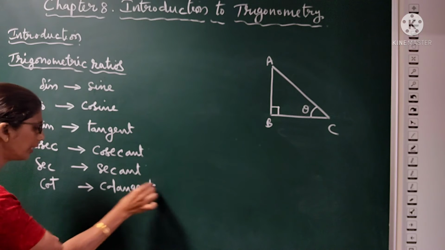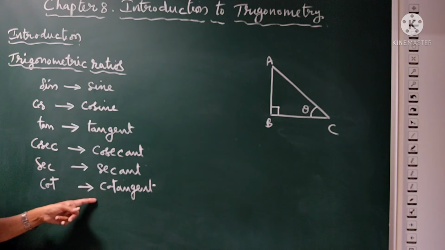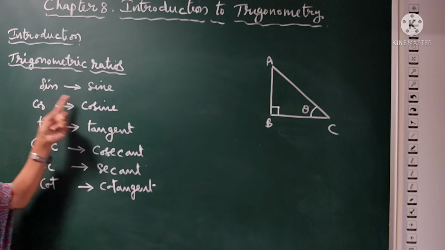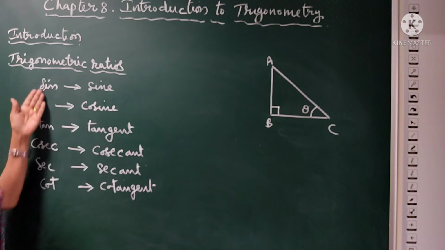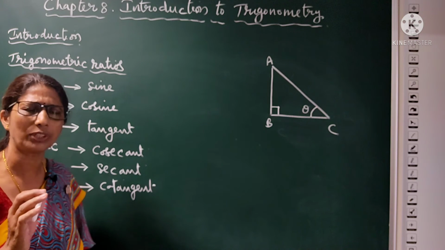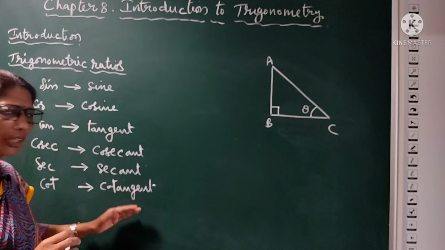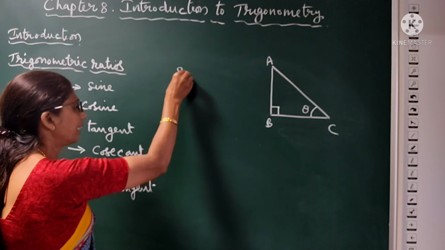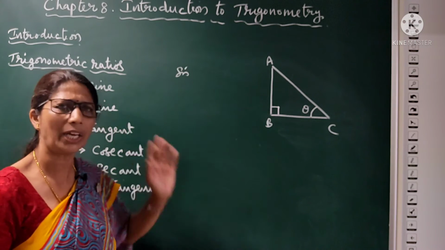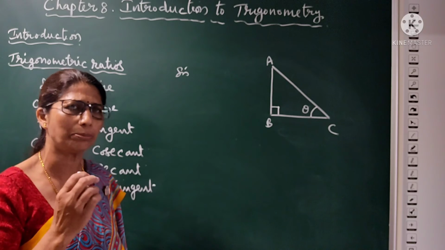These are the 6 trigonometric functions. These are the full names. Sometimes you can be asked what the full name is, so you have to know these things. That is why I gave you the full names. When these 6 trigonometric functions are coming, we cannot take sine alone. Sine cannot be alone. With sine, one of the angles must come, then only it is meaningful.